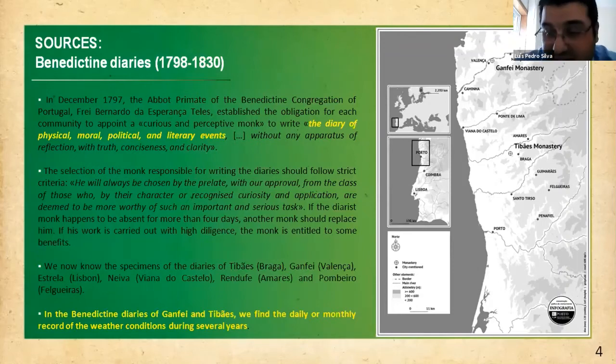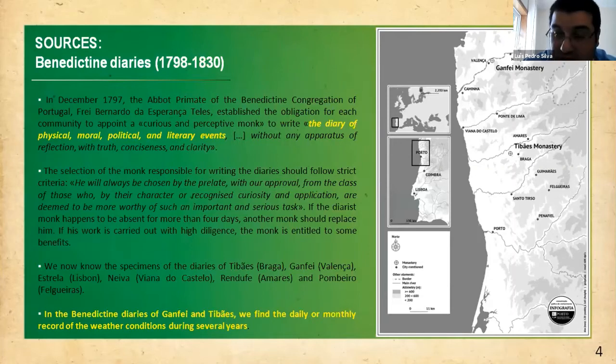So, in December 1797, the abbot primate of the Benedictine Congregation of Portugal, Frei Bernardo da Esperança Teles, established the obligation for each community to appoint a curious and perceptive monk to write the diary of physical, moral, political, and literary events without any apparatus of reflection, with truth, conciseness, and clarity. The selection of the monk responsible for writing the diaries should follow strict criteria. If the diarist monk happens to be absent for more than 4 days, another monk should replace him.